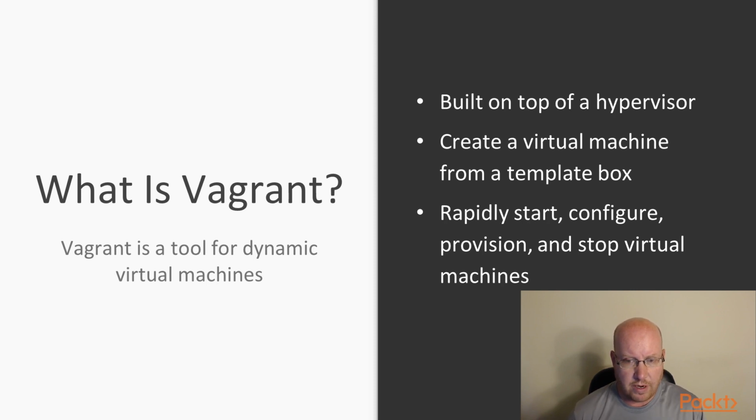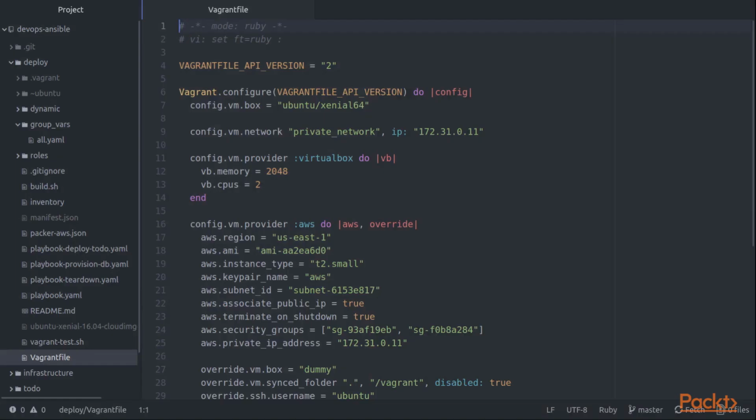In order to configure Vagrant, we need to create a Vagrantfile. Let's go ahead and take a look at what that looks like. So you can see here, I have a file called Vagrantfile. It's in the same directory as the playbooks that we were looking at in section 2, and that'll be important. You'll notice at the top we identify this as Ruby. Vagrant is written in Ruby. The Vagrantfile is actually a Ruby file.